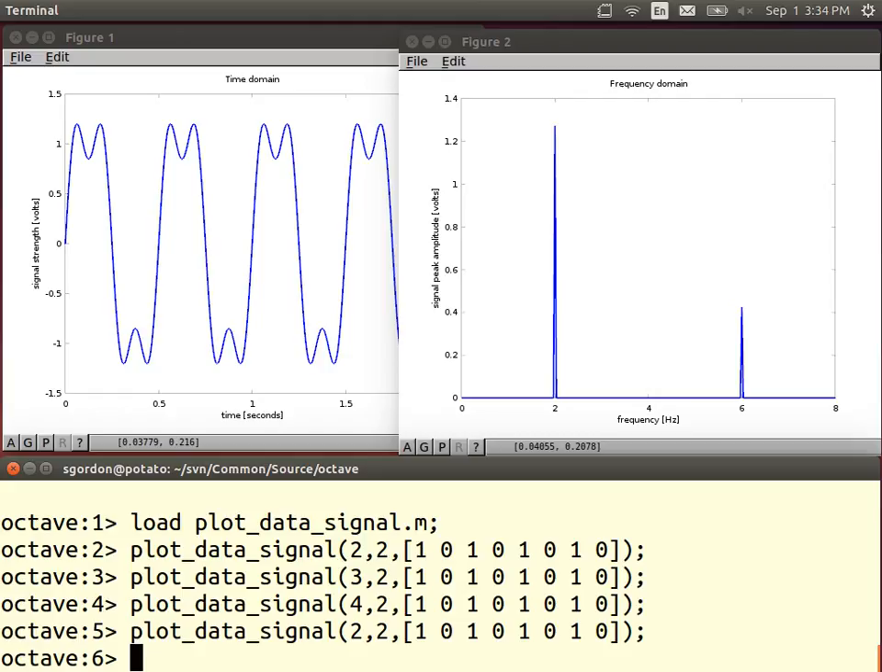Let's say we're using this signal in the time domain to transmit bits. And this signal transmits the sequence of bits 10101010. How many bits per second? What's our data rate if we use such a scheme? How many bits per second? 16 bits per second. 2 bits per second. Anyone else?